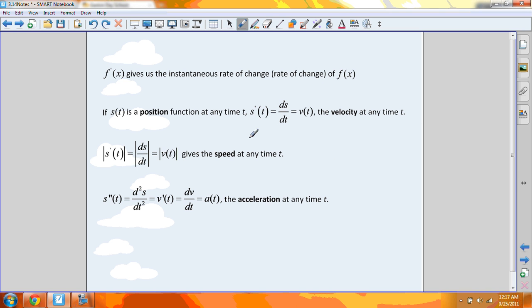Okay? That makes sense because you're looking at how your original function's changing, right? If you're looking at how your position is changing over time, well, that is your velocity. Okay? Velocity can be positive or negative. However, speed is always positive. So for speed, I just took the absolute value of all three of these expressions right here, and it is always positive, right? Velocity is speed with direction.